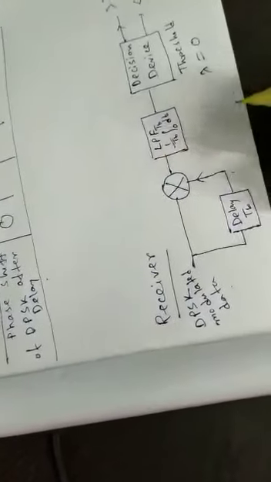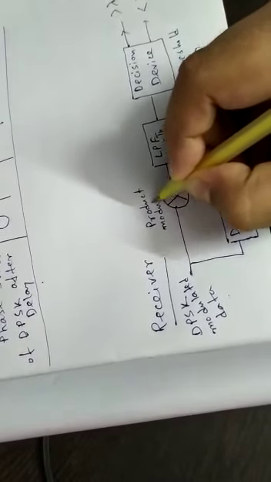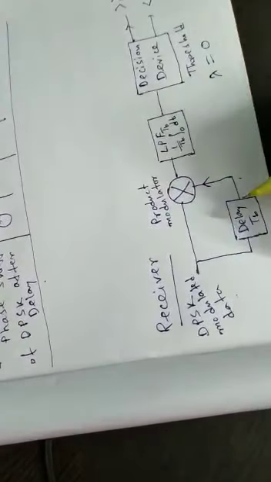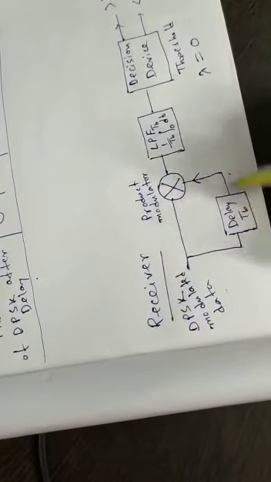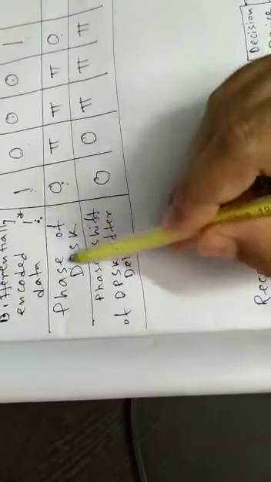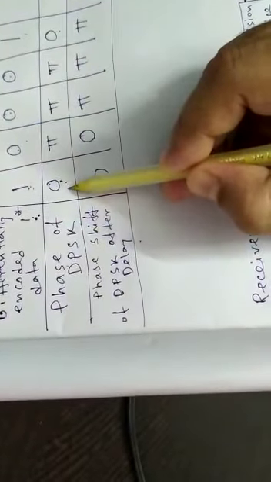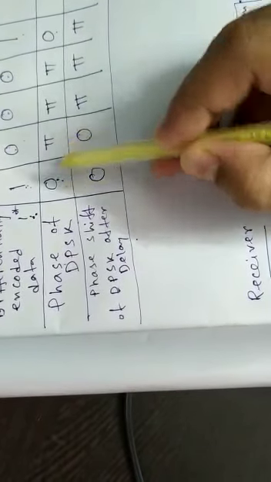Now what you have done? Now here you multiply. This is a product modulator. Now you multiply the DPSK modulated data with the previous data. So you multiply these two signals. Phase of DPSK, that means 0 is represented by Ac cos omega ct. Pi is represented by minus Ac cos omega ct. That means you multiply these two data.